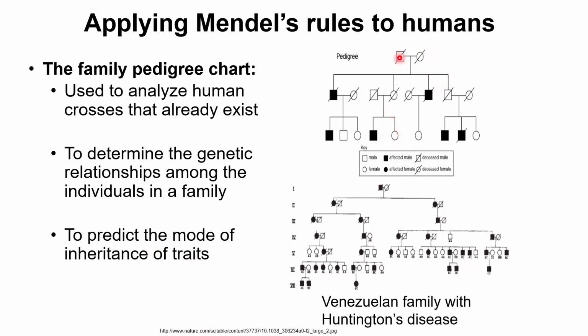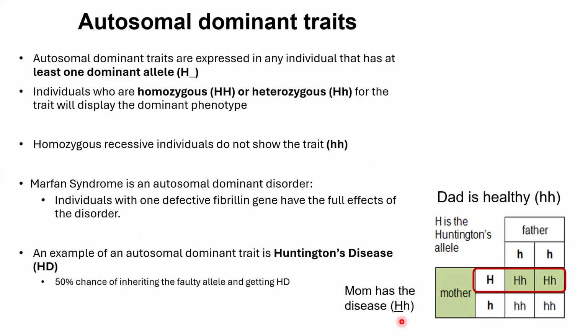So the squares are male, the circles are females. If they're crossed out like this, they are deceased. If they are colored in like this, or the circles being colored in, that means they are affected with whatever disease it is. In this chart here, we are looking at the pedigree of a Venezuelan family with Huntington's disease. So there are many different types of traits when we look at different pedigrees.